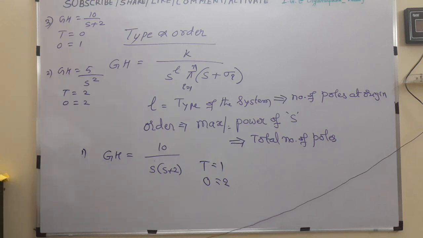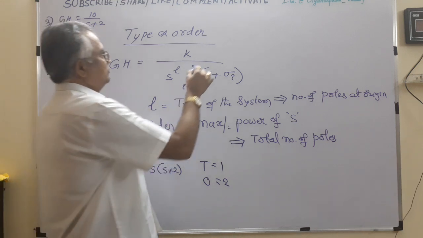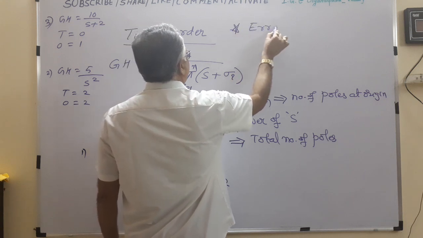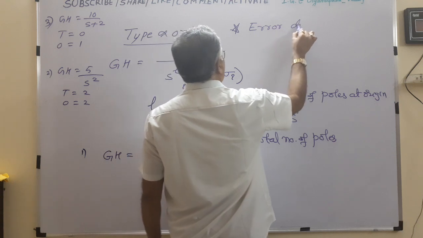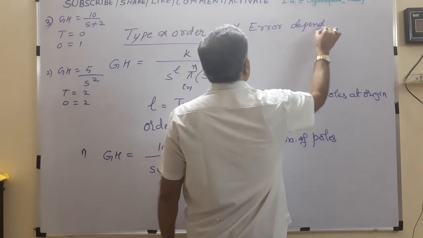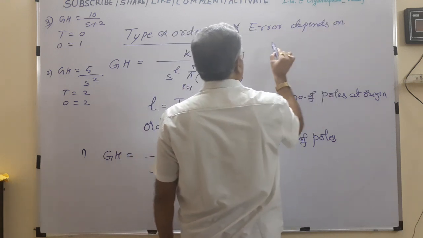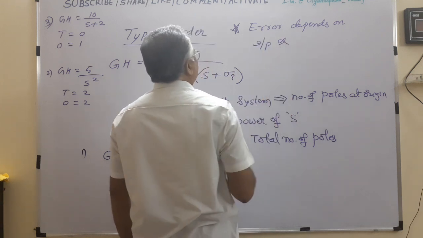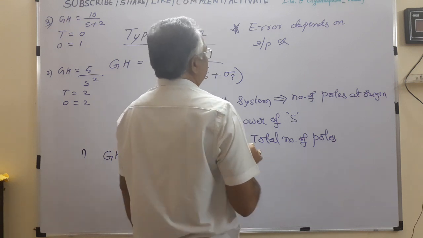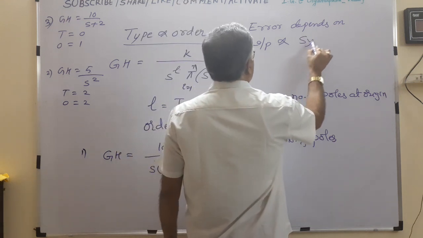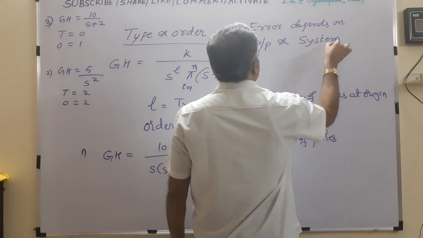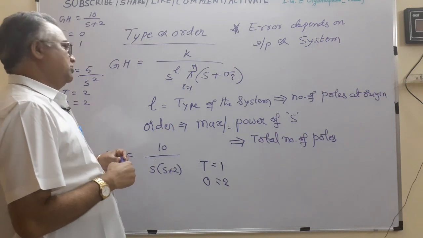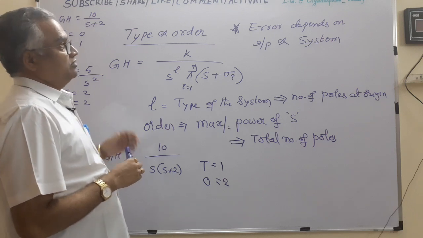So steady state error, or error, depends on input and system. Whatever error you get in the output, that error depends on input as well as the system.